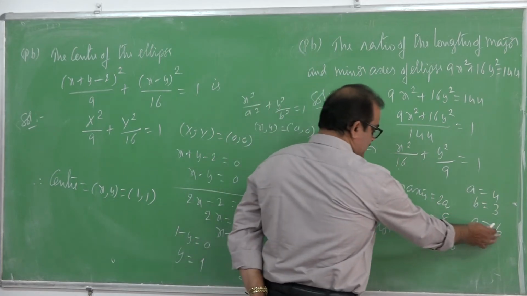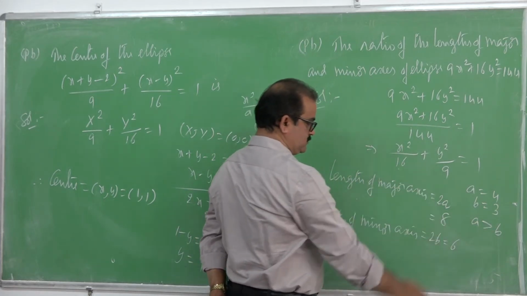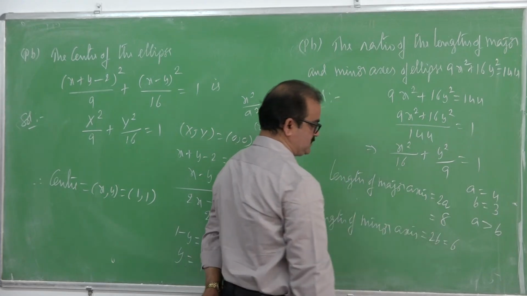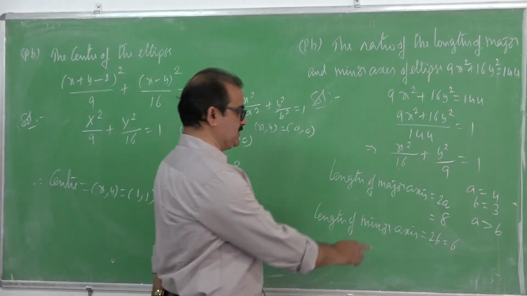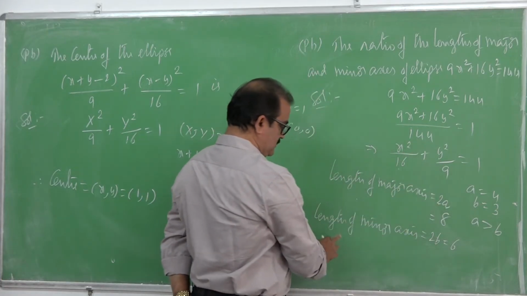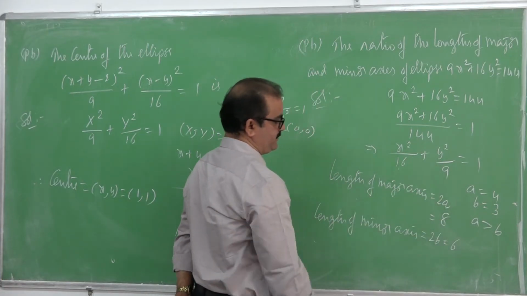If a is greater than b, length of major axis is 2a, length of minor axis is 2b. If a is less than b, what happens? Length of major axis is 2b, length of minor axis is 2a.